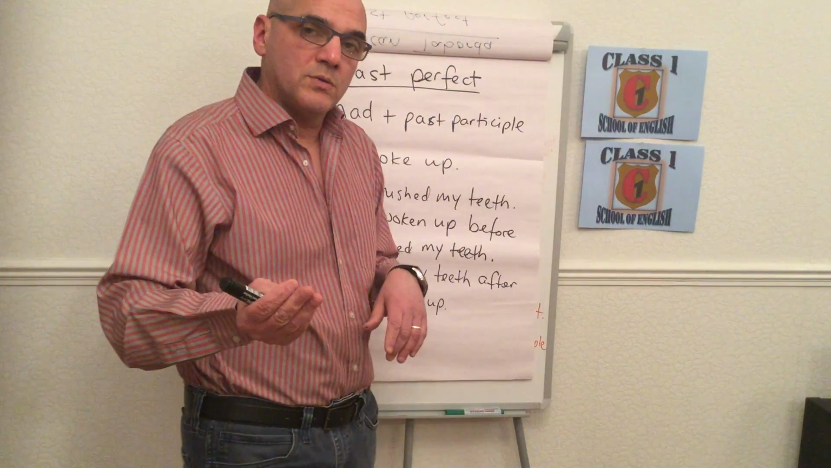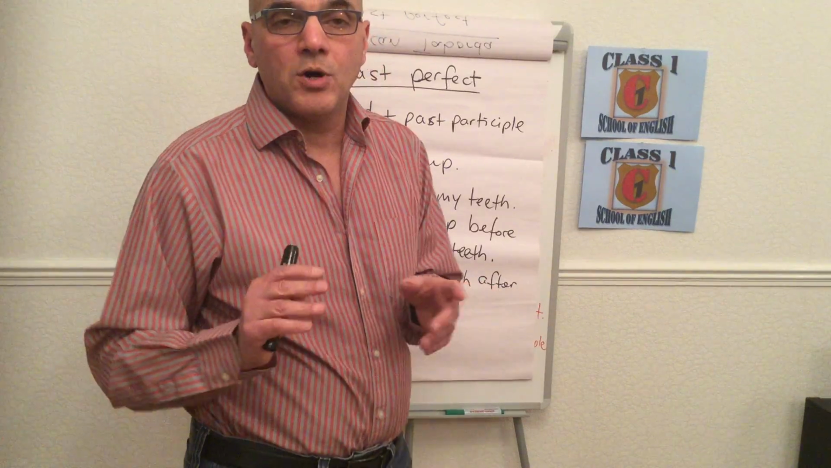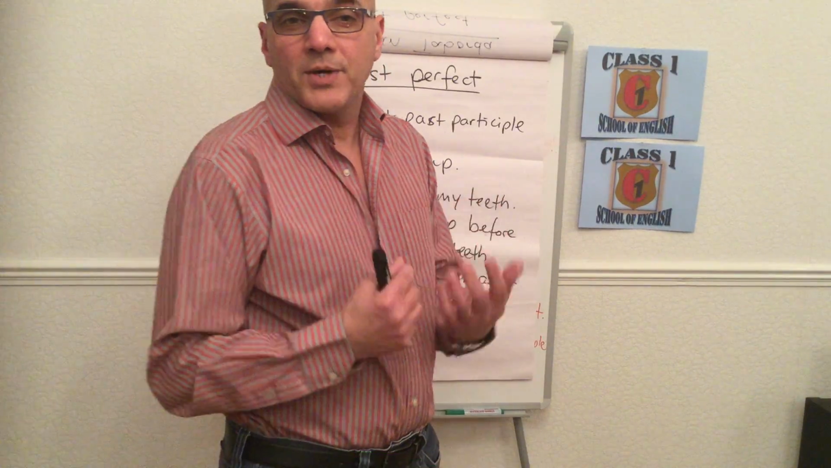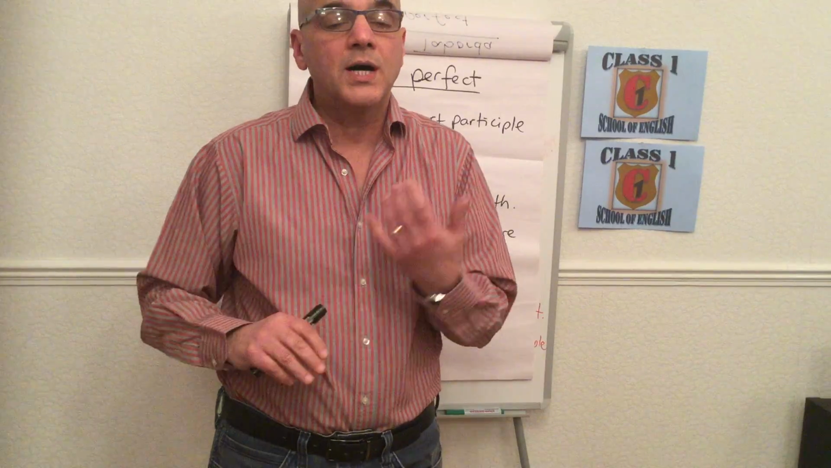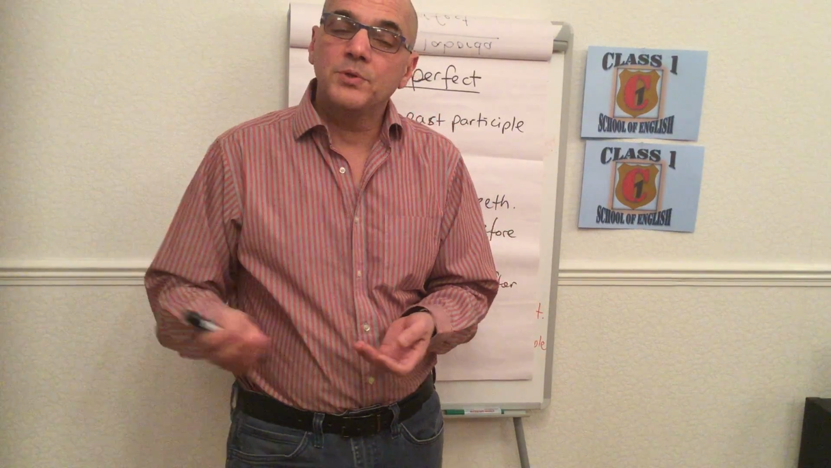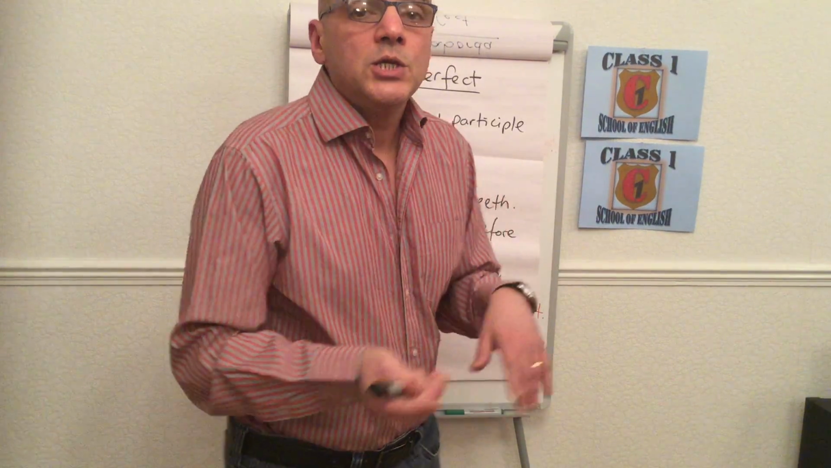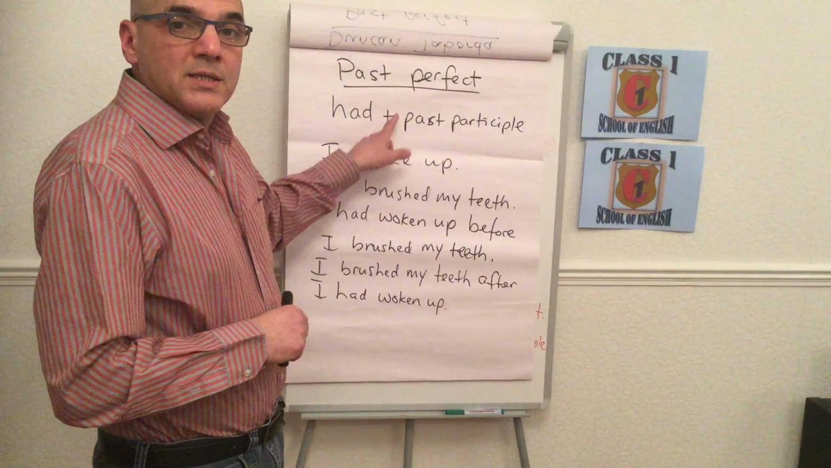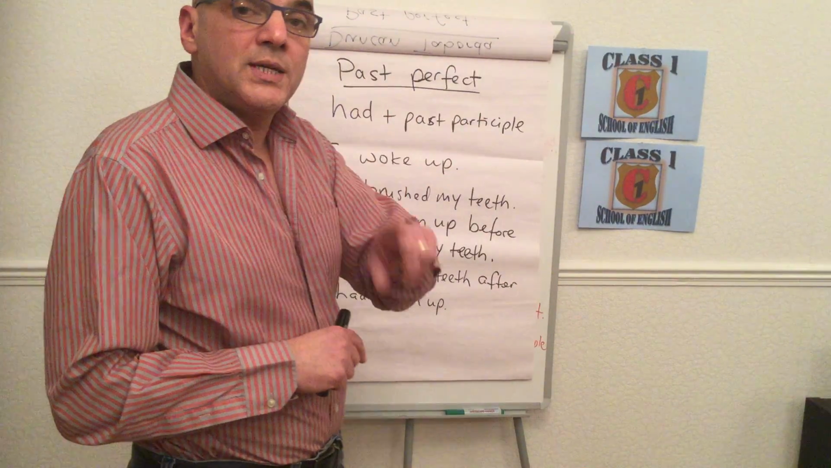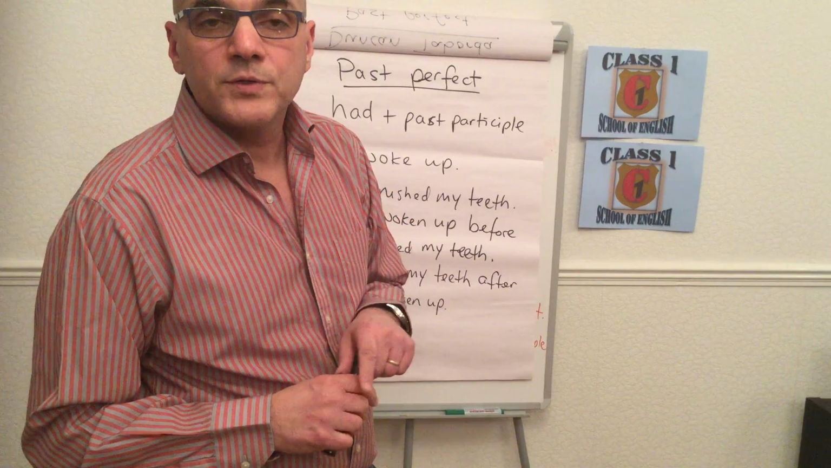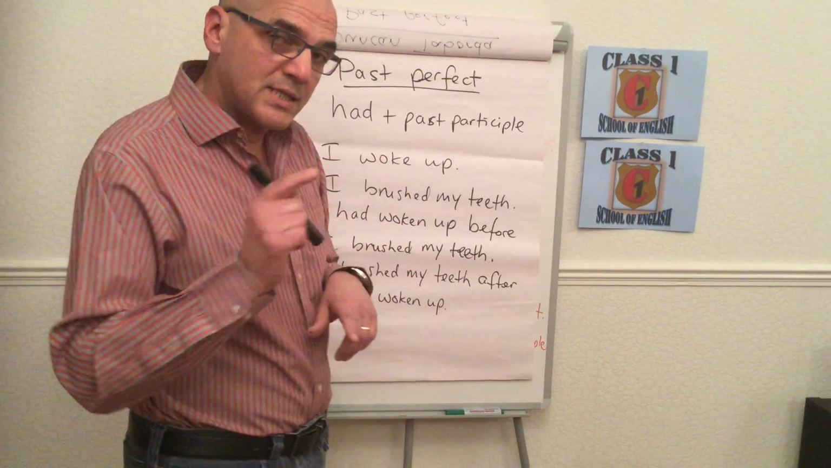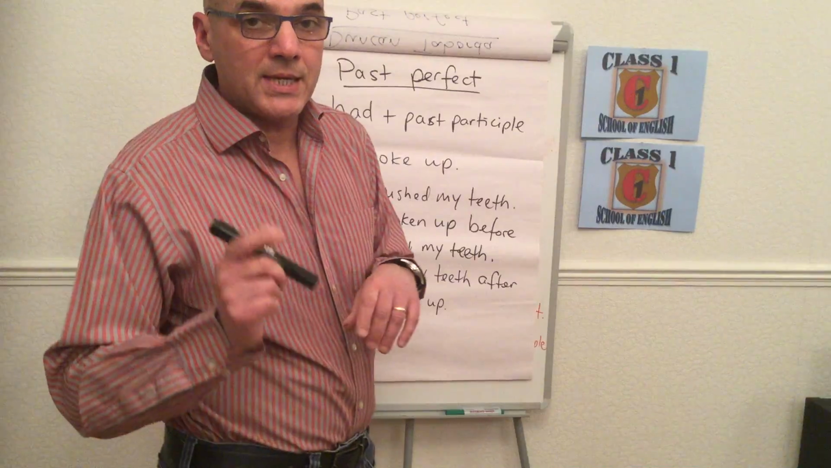Now, let's do that. To use the continuous, you have to have some form of to be. If it's in the present tense, you've got to use am, is, or are. If it's in the past simple, you've got to use was or were. Using it in the past perfect, we're going to need the past participle of to be. All right, in this case, that is been.